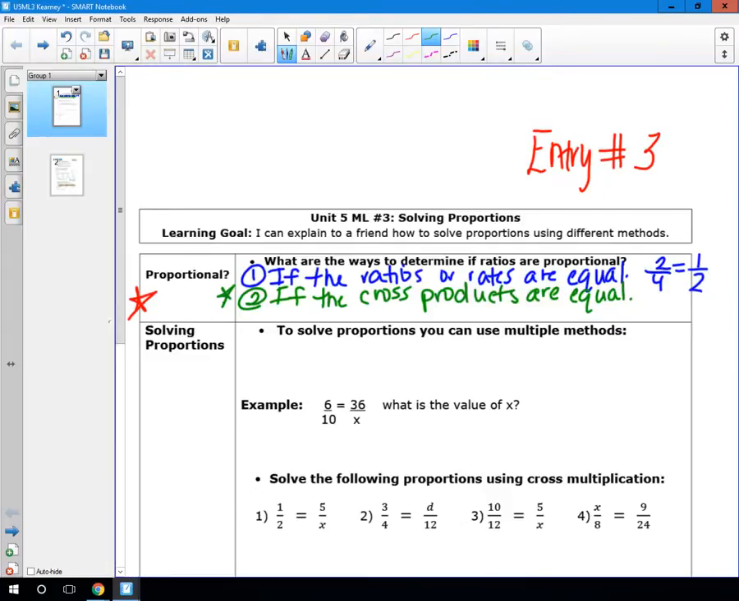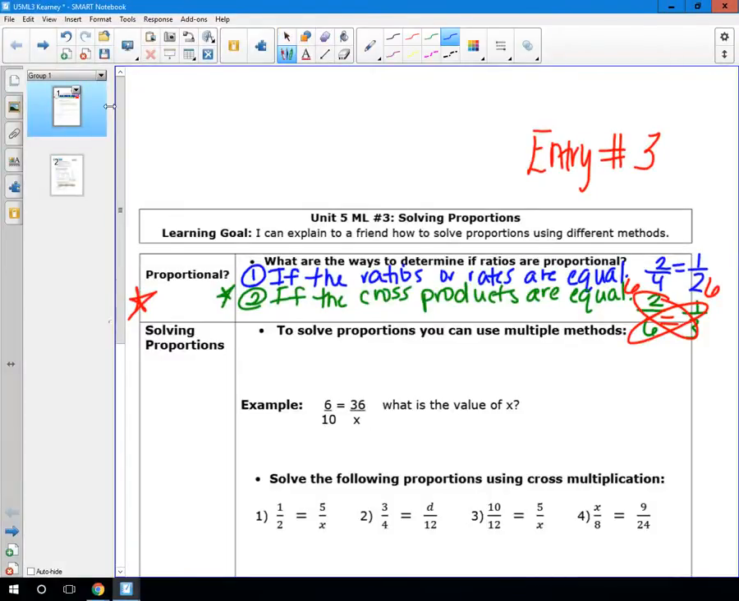So, for example, if you had the problem 2/6 and 1/3, and you wanted to know if these 2 were proportional, we can look at their cross product. So that means we could take and we could cross multiply. 6 times 1 is 6, and 2 times 3 is 6. So since 6 equals 6, that means those 2 ratios are proportional. Their cross products are equal.